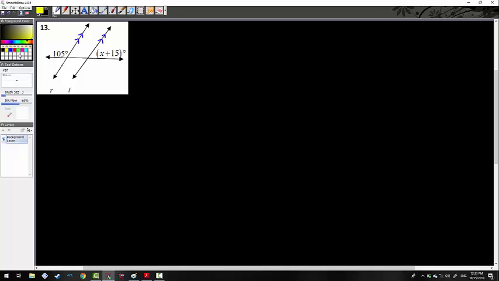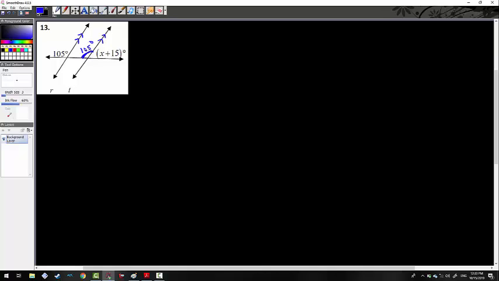So what can I assume? Well, I can assume that 105 here is going to play a role, and x plus 15 here is going to play a role. And I can also say that this angle and the 105 are what we call corresponding angles. And because they're corresponding, that means that they are congruent, meaning this angle here being 105 will be replicated on this side being 105 as well.